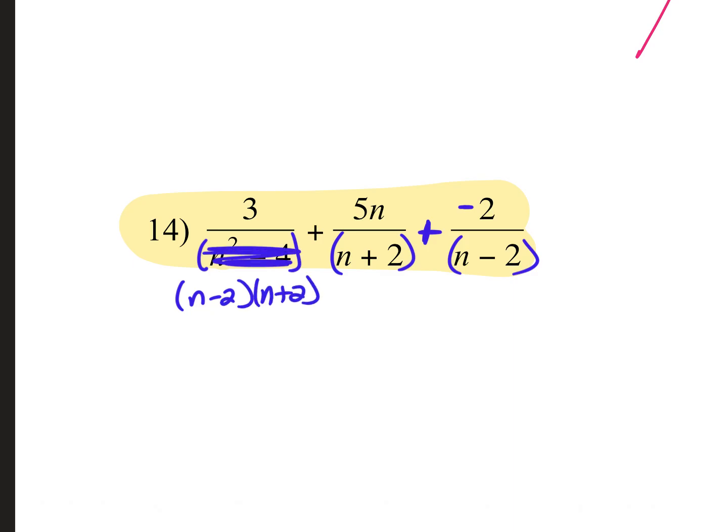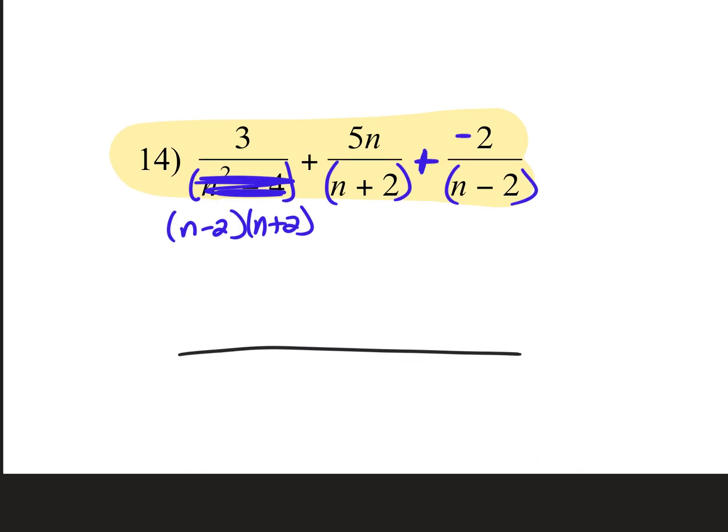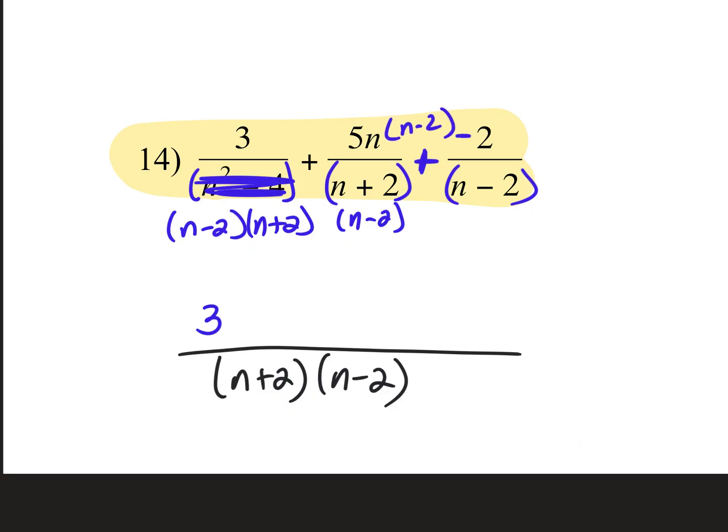Now you have denominators where they have some stuff in common and some stuff different. First write down what they have in common, which would be what? n plus 2, okay? And then the other one has what in common with one of them? n minus 2, right? Now we're going to see what each fraction has and what it's missing. My first fraction has both. We're good to go. My second fraction has the n plus 2. What's it missing? The n minus 2, right? So what you do to the bottom, you do to the top. Your third fraction has the n minus 2. What is it missing? The n plus 2. So what you do to the bottom, you do to the top.